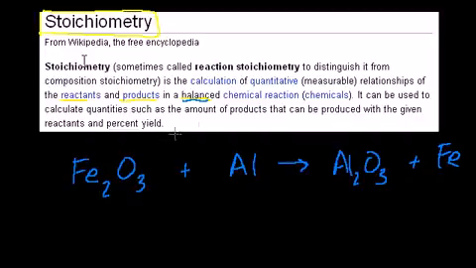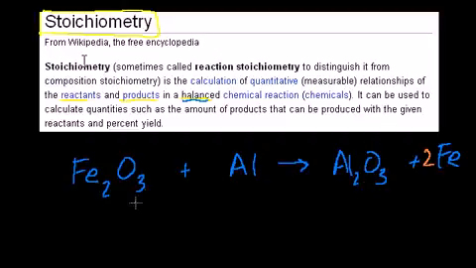A lot of stoichiometry problems will give you a balanced equation, but I think it's good practice to actually balance the equations ourselves. So let's try to balance this one. We have 2 iron atoms here in this iron 3 oxide. How many iron atoms do we have on the right hand side? We only have 1, so let's multiply this by 2 right here. Oxygen, we have 3 on this side. We have 3 oxygens on that side.